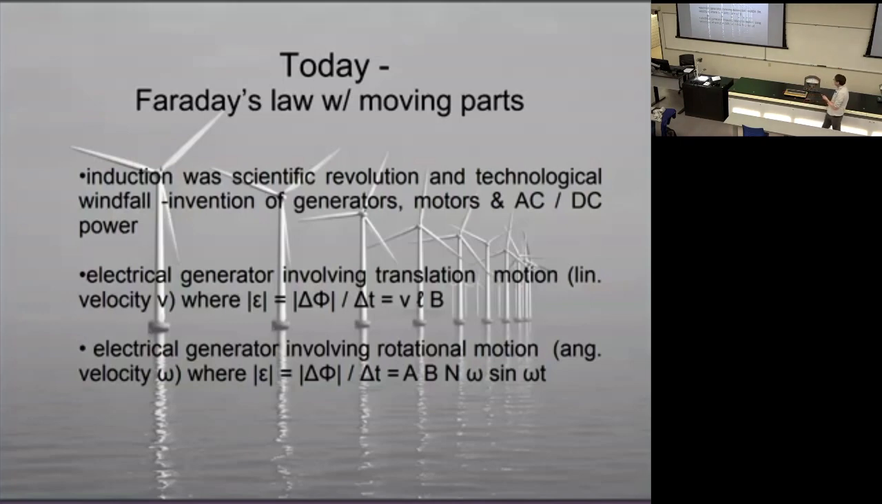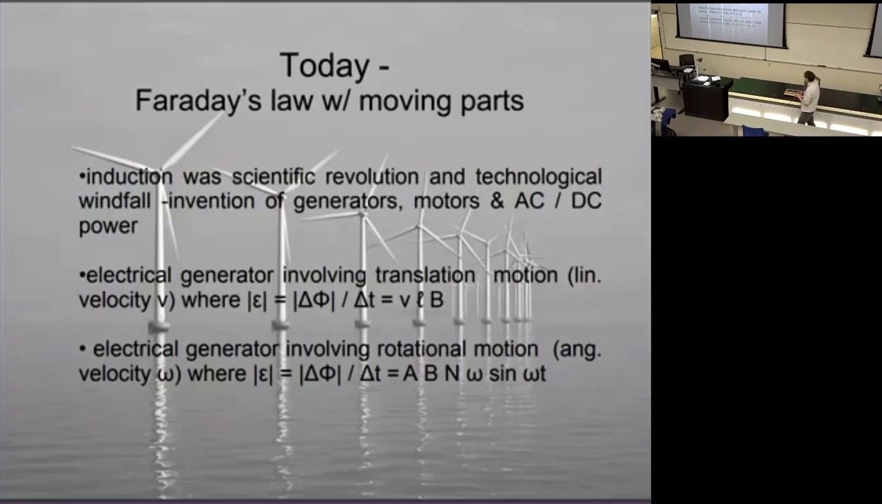As we look at these two examples of electrical generators with translational motion and electrical generators with rotational motion, we'll discuss two equations. One that describes the translational motion case. It'll be this equation here. I'll explain it. And then one that describes the rotational motion case. It'll be this equation here. I'll explain that too. So these are the two equations you're going to meet in this class.